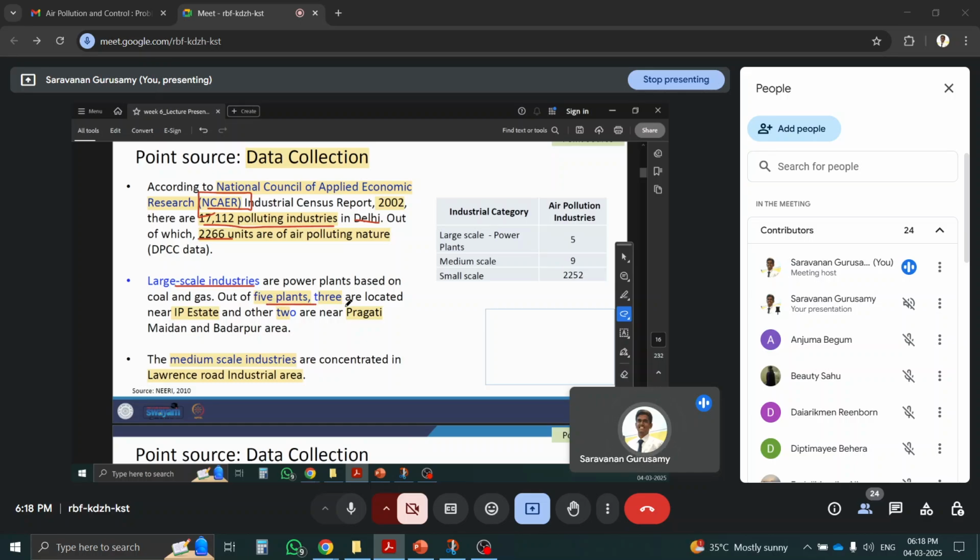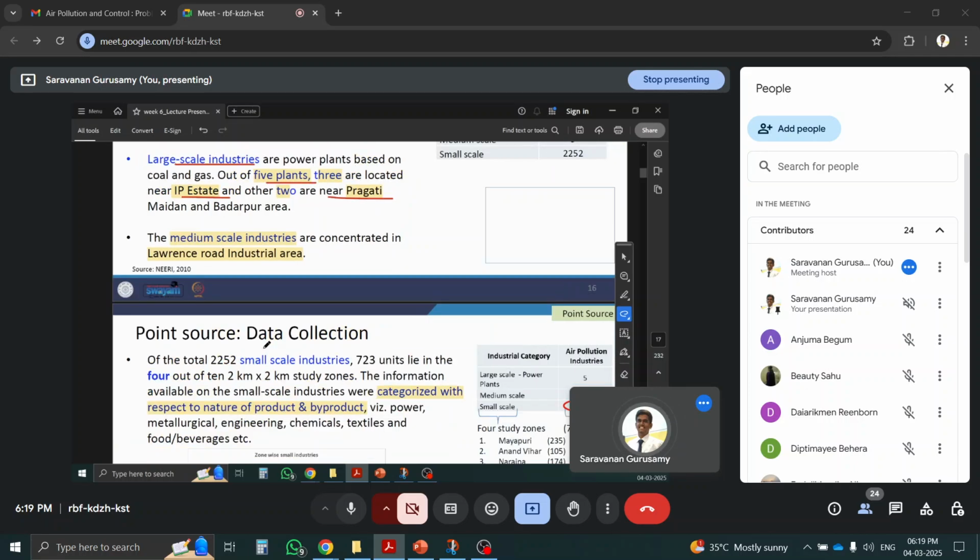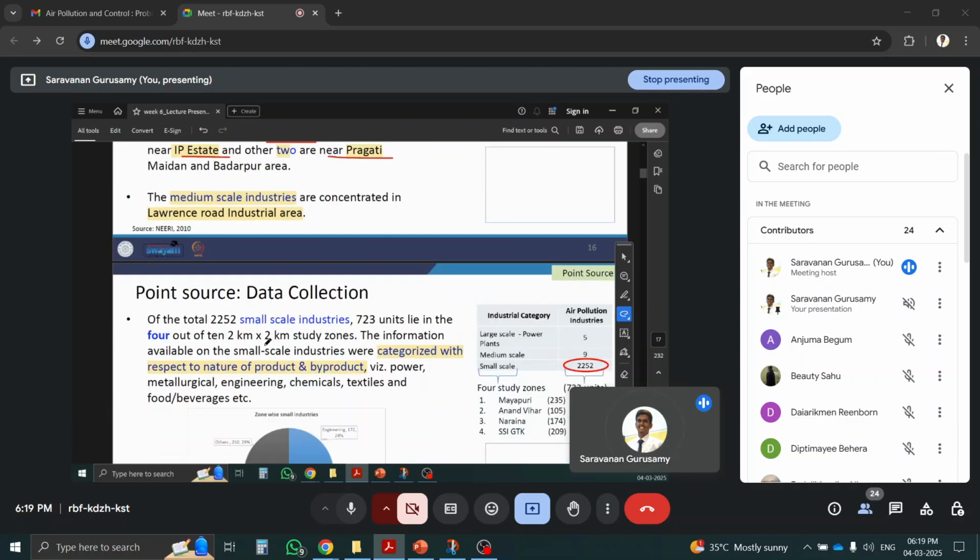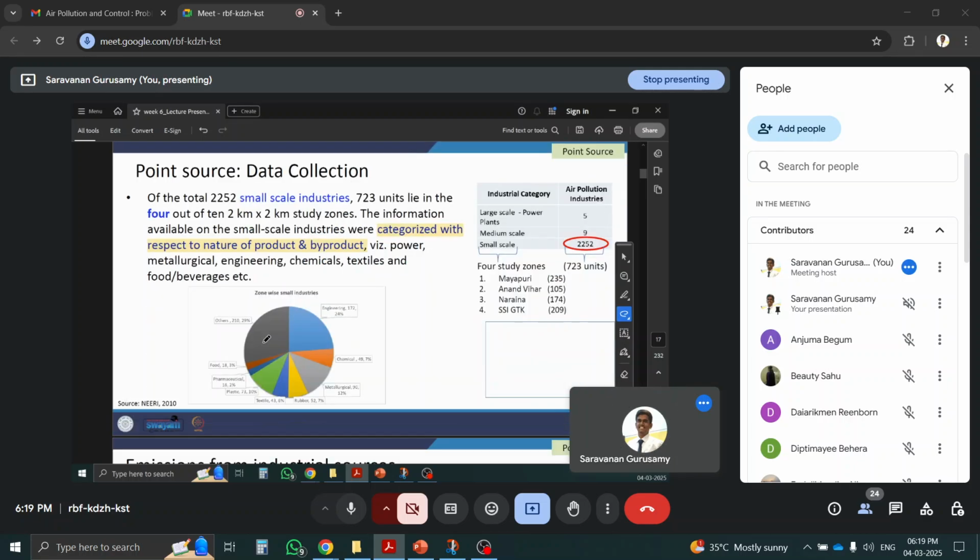Out of five plants, three are located in IP estate and two are from Pragati, that is the area in Delhi. You can see from the 10 study locations. And medium scale industries are also taken into consideration. So you can see the results and compare. I will show the results so that you will understand how the inventories were worked out.